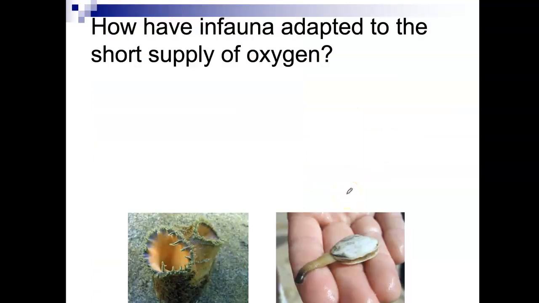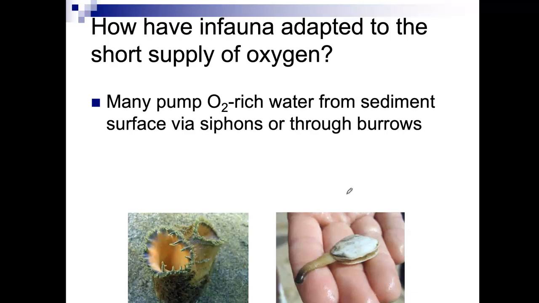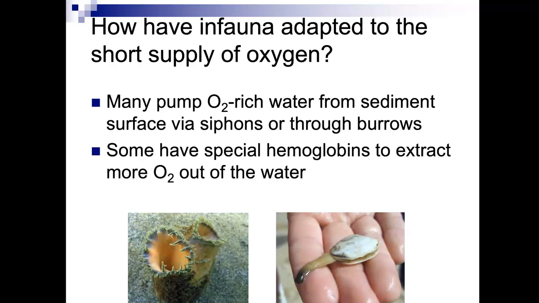So our estuarine communities are actually really quite diverse. So how have infauna adapted to the short supply of oxygen? Many of them, like your bivalves, are just going to siphon water from the top. They're going to pump oxygen-rich water from the top, especially when the tides are in. Your clams, many of them have really long siphons, as we'll talk about in our estuarine communities.